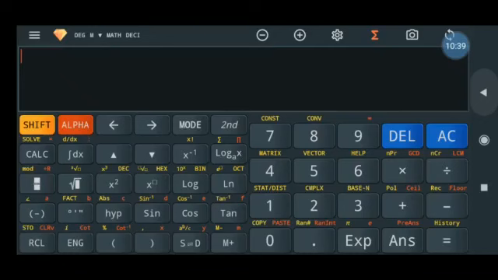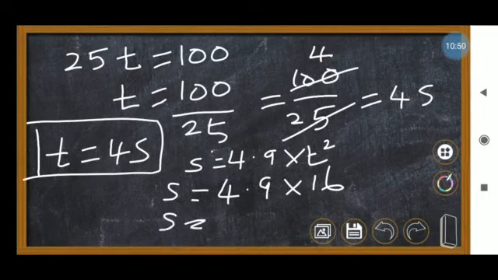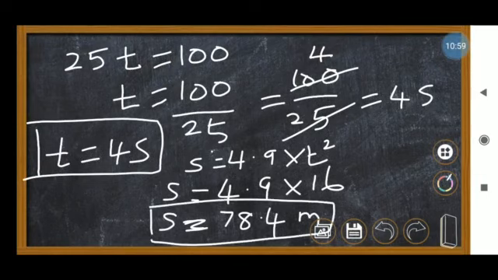4.9 into 16 is 78.4. So s equals 78.4 meter. This is the first distance. When you are dropping the stone, it will cover 78.4 meter from the top. Now from the bottom, where you are throwing the stone upwards, how much distance does it cover?